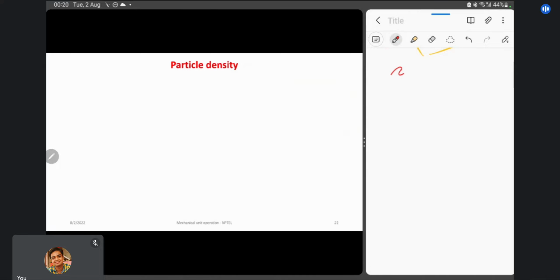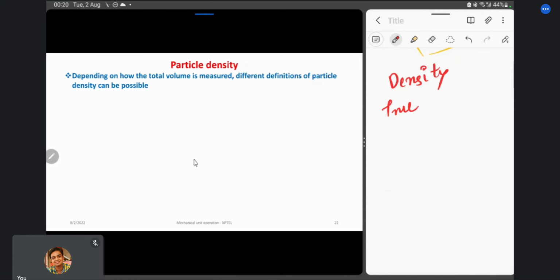So density is basically classified into three different densities. You can classify the density according to how the total volume is measured for your particle. So one is the true particle density, another is the apparent particle density, and the third one is the effective particle density. So I just want to give you one example.